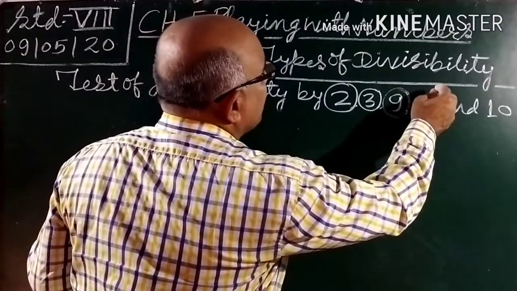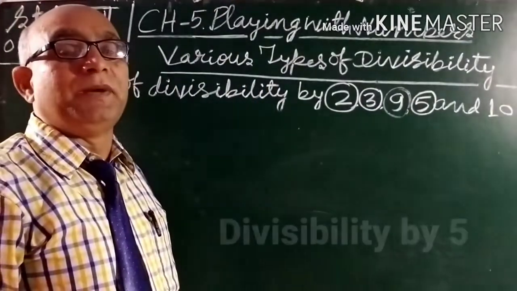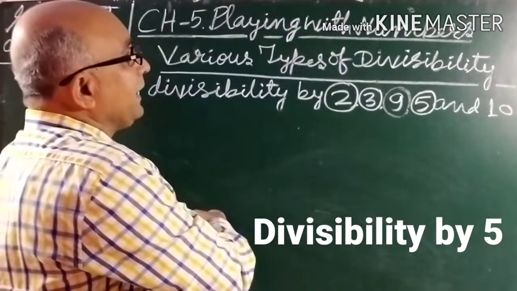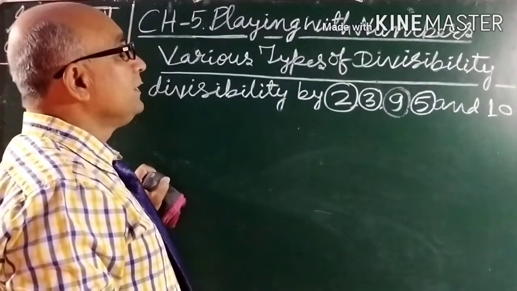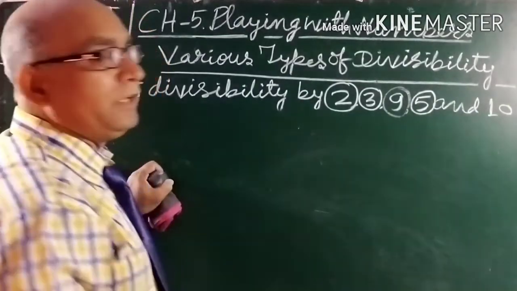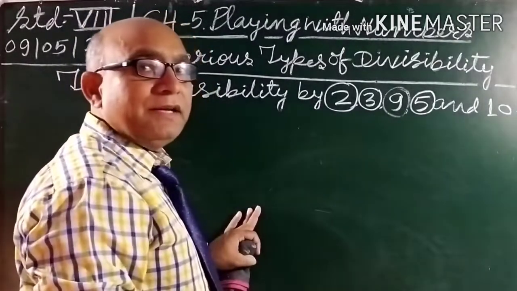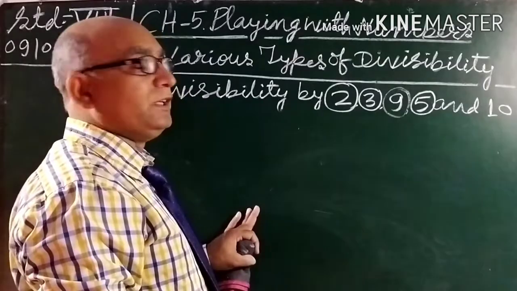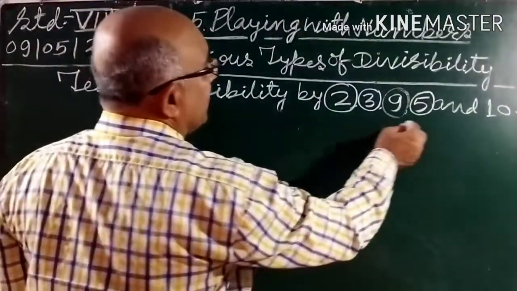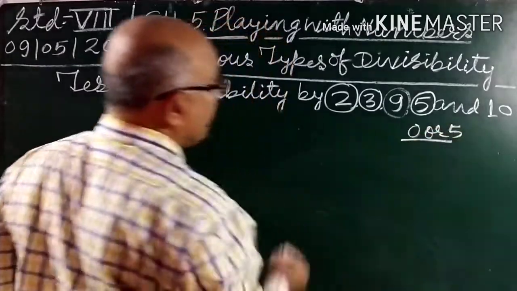Now test of divisibility by 5. A given number is divisible by 5 if its unit digit is 0 or 5.